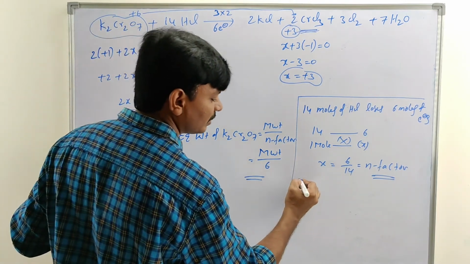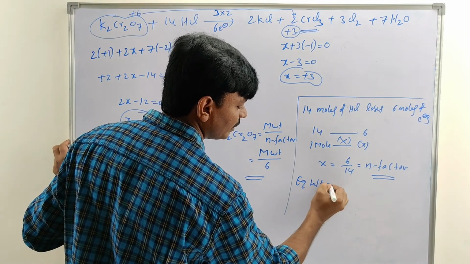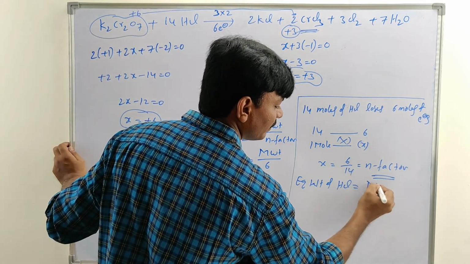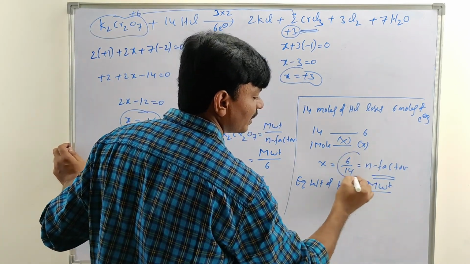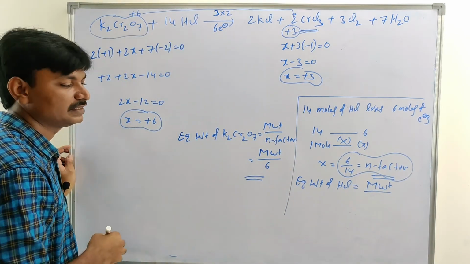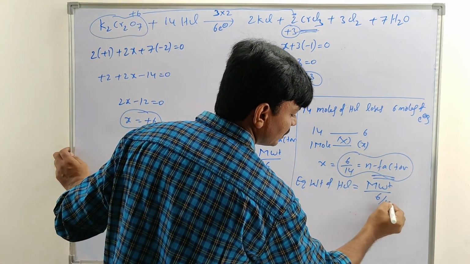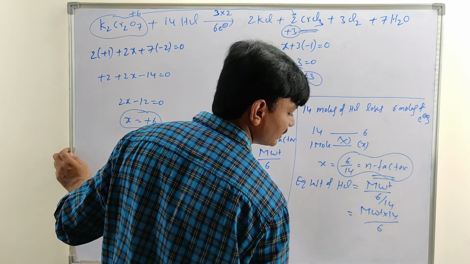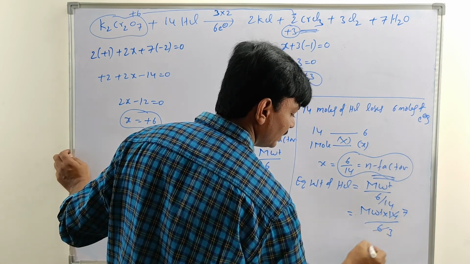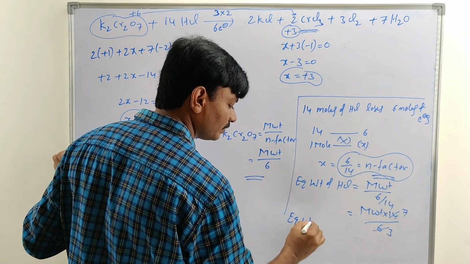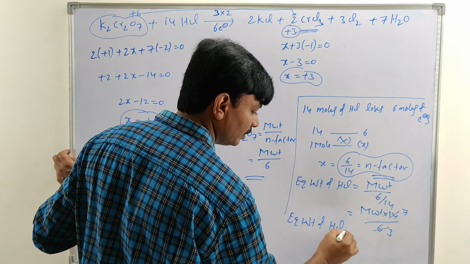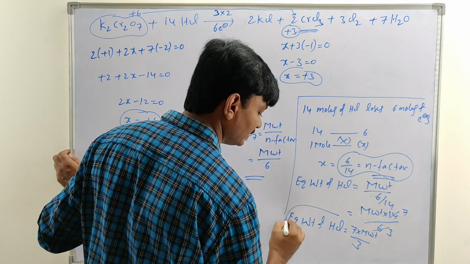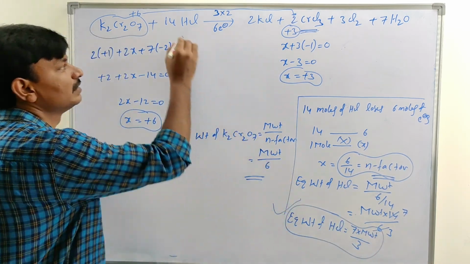Okay, clear? Then what is the equivalent weight of HCl for this given conversion? It equals the molecular weight of HCl divided by the n factor value. Here the n factor value of HCl will be 6 by 14. Then finally, molecular weight into 14 divided by 6. Here it is 7, here it is 3. Finally, the equivalent weight of HCl equals 7 into molecular weight of HCl divided by 3. Okay, clear?